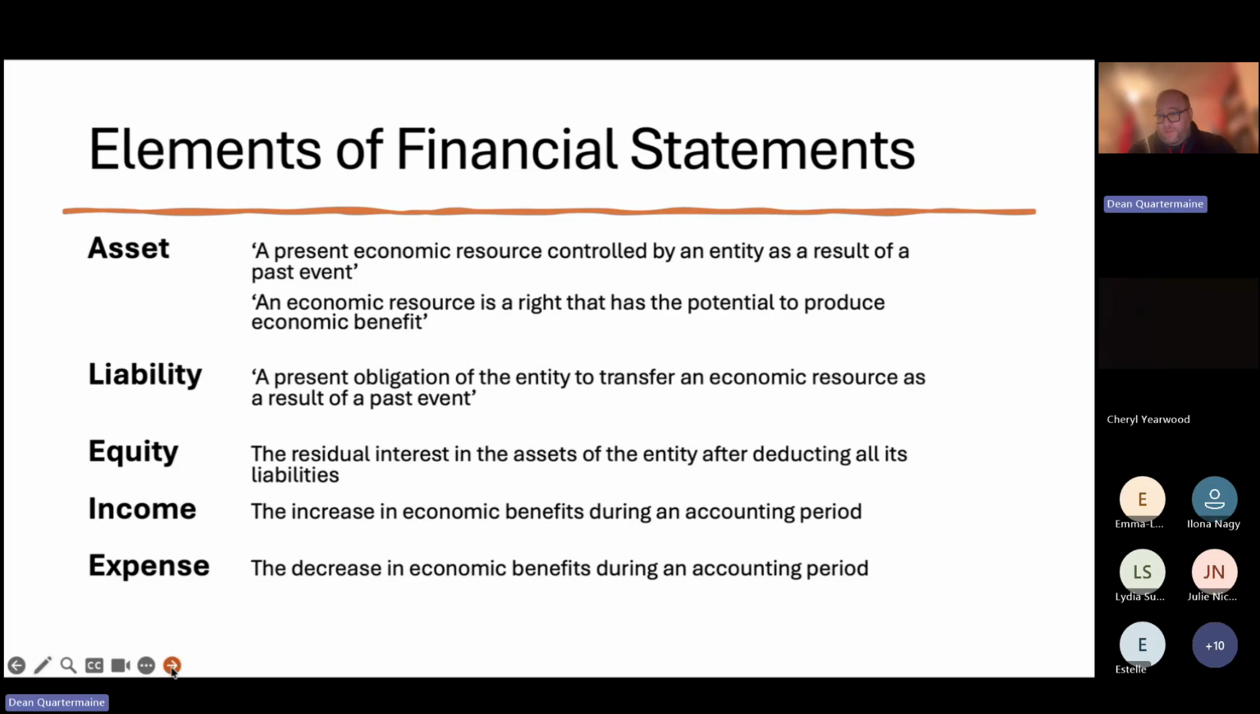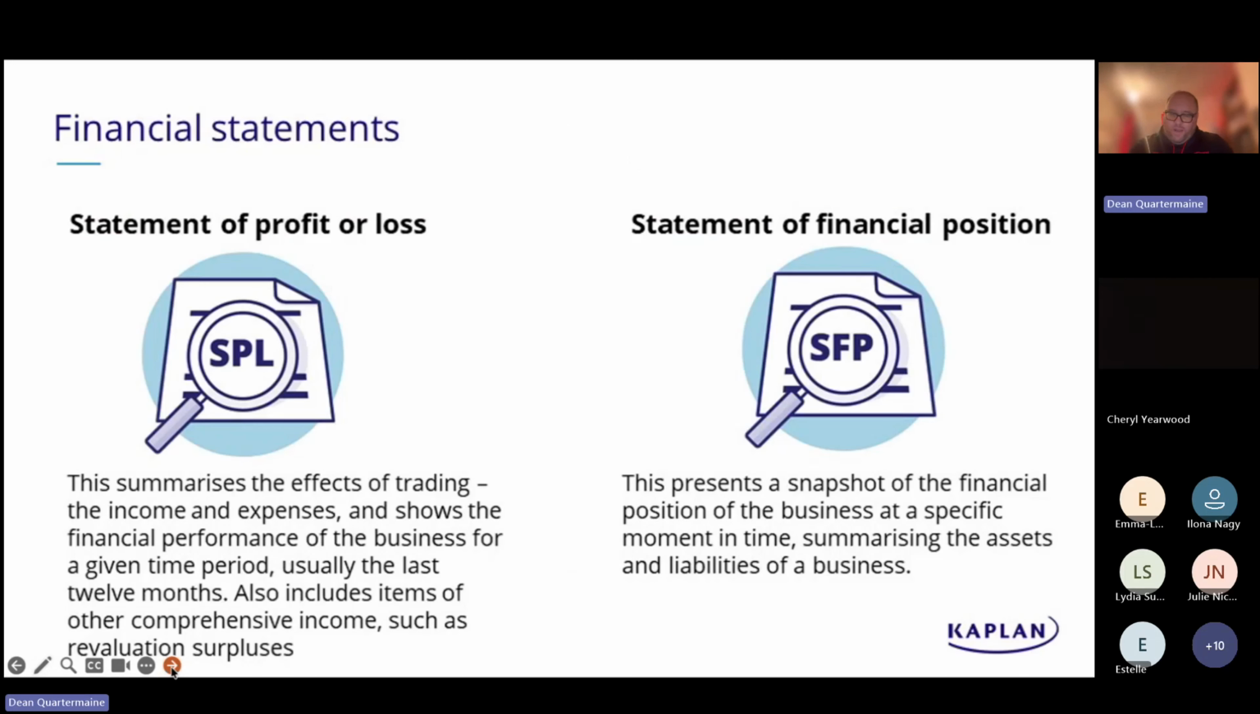Income, quite simply, is the increase in economic benefit during an accounting period, and expenses are a decrease in economic benefit. So all of that is nothing you didn't already know. It's just different words to explain what you already know.